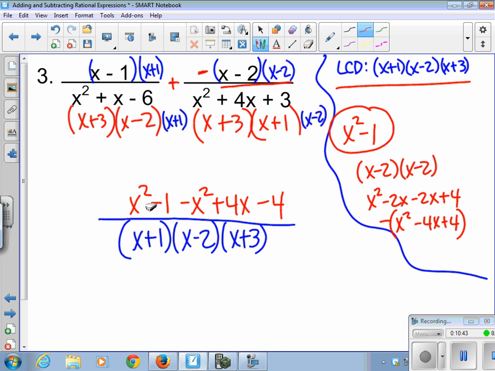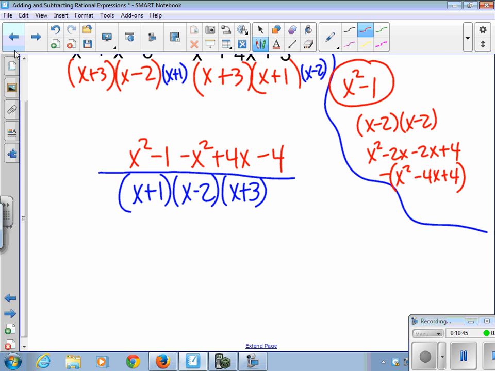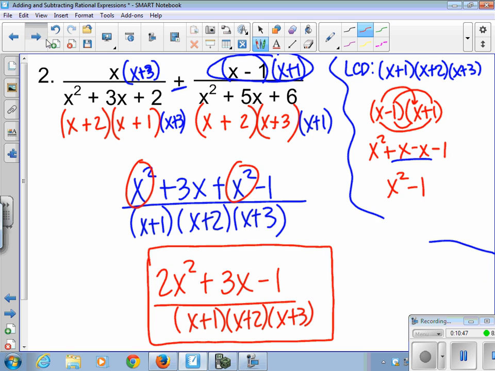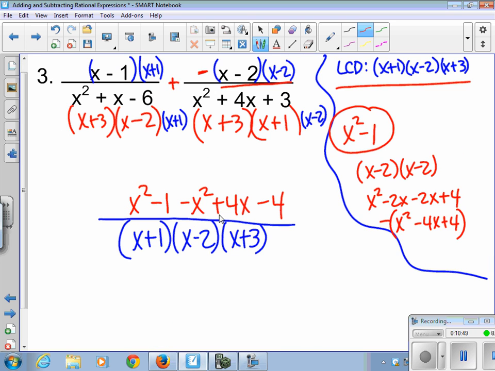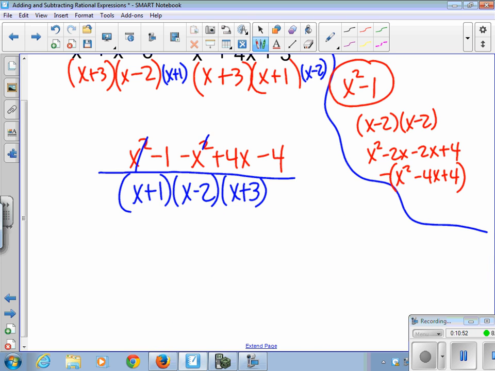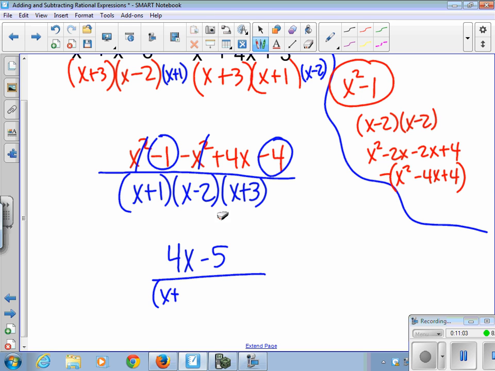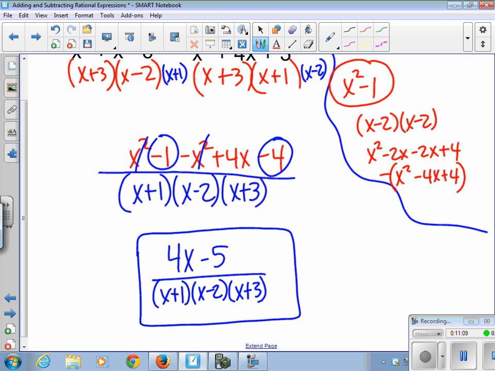And so then I can do what we did on our last problems and combine like terms. The x squareds are going to cancel out, x squared minus x squared. And so that's just going to leave me with 4x. When I combine negative 1 and negative 4, that'll give me a negative 5. And so then I've got over x plus 1, x minus 2, x plus 3. And that would be my final answer because I can't factor this, or cancel anything out.